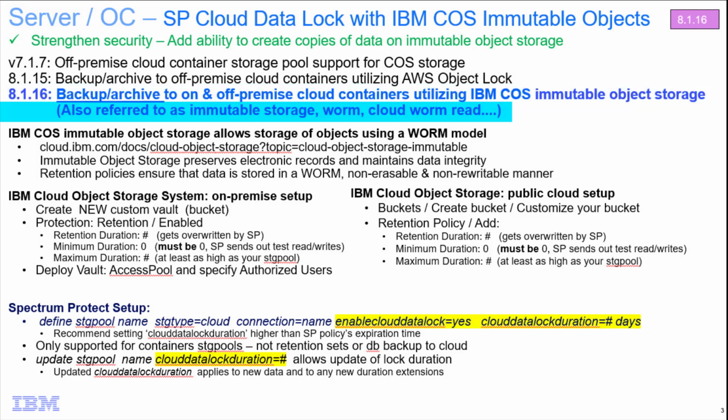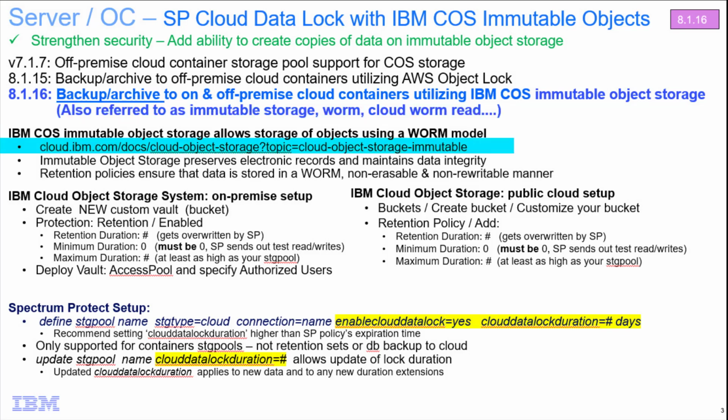Now you will hear this Cloud Data Lock also referred to as Immutable Storage, Worm Storage, Cloud Worm Read. So there's lots of names that refer to it. To be very specific about what we are referring to for the IBM COS Immutable Object Storage, check out this web page. In this demo, we're going to cover both the IBM Cloud Object Storage System on-premise setup and the IBM Cloud Object Storage public cloud setup.